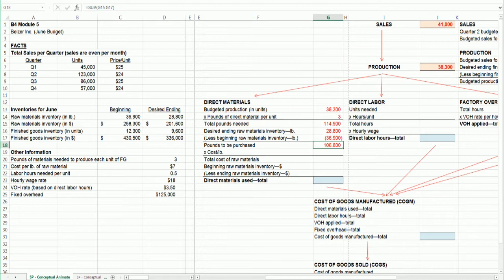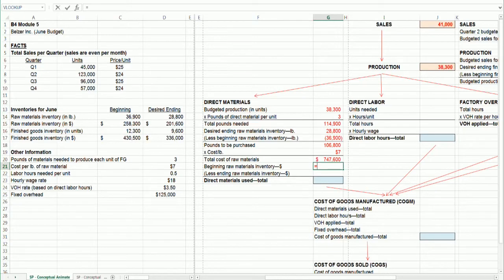That's great, but we're not trying to figure out units, we're trying to figure out dollars. So the next step is to say, okay, if I have to go out in the market and buy 106,800 pounds of raw materials, what's that going to cost me? Well, it tells me it costs $7 a pound, which means that my total cost of raw materials would be $747,600.